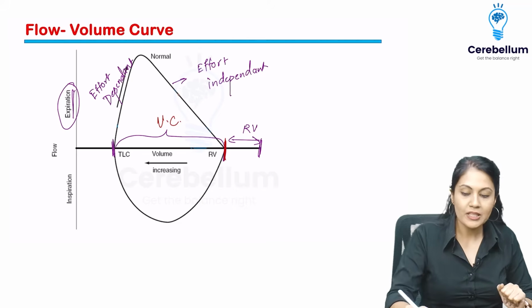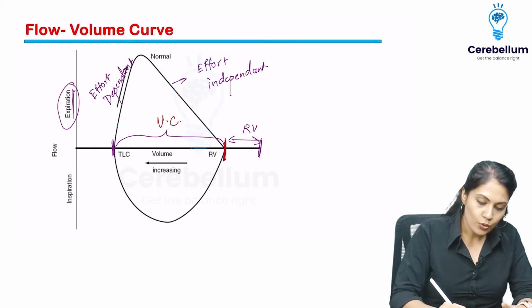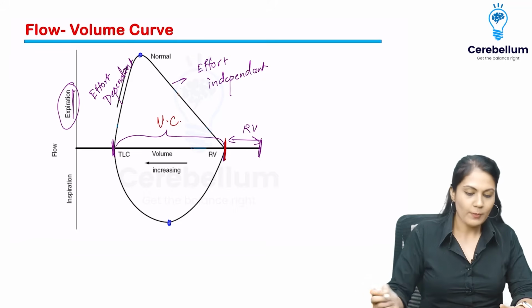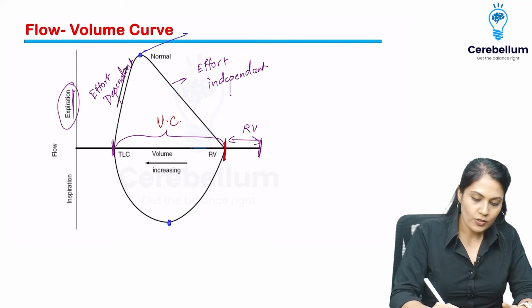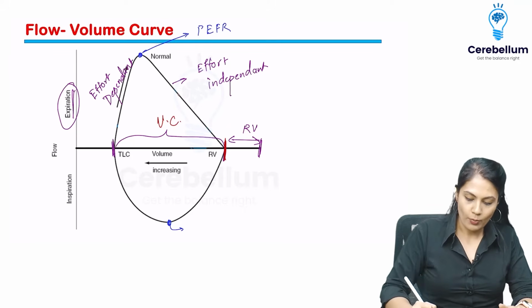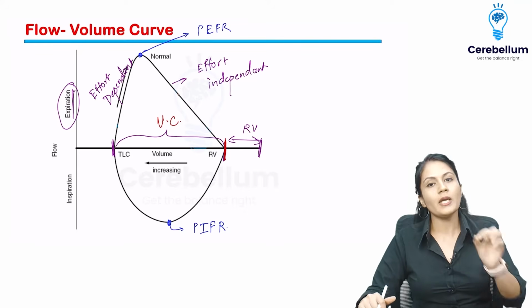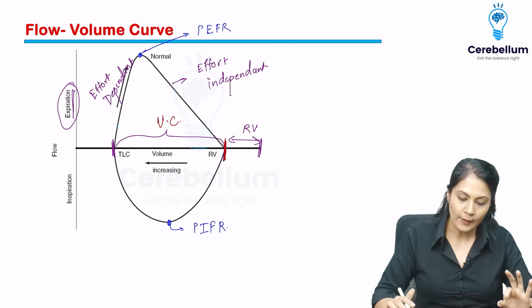Now, please remember, these are the flow. This is not the pressure volume curve, right? So, where the flow is going to be maximum or it reaches its peak, I'm going to call it peak. Either peak expiratory flow rate or peak inspiratory flow rate, depending on whether it is measured in the expiration or inspiration. Peak expiratory flow rate, peak inspiratory flow rate.